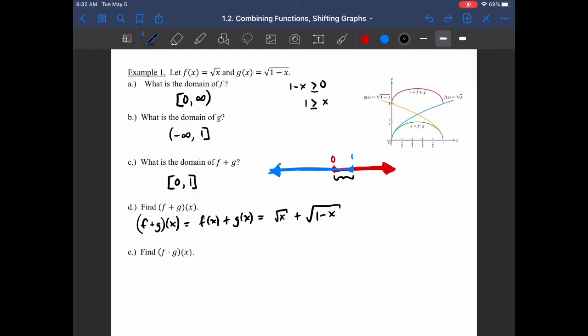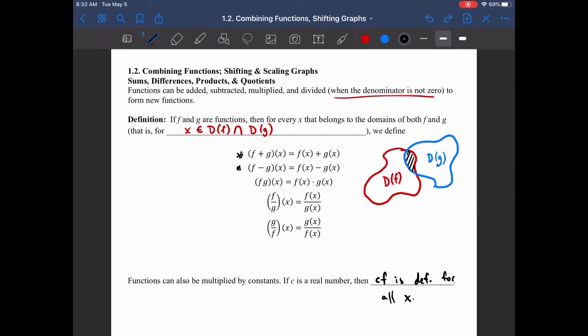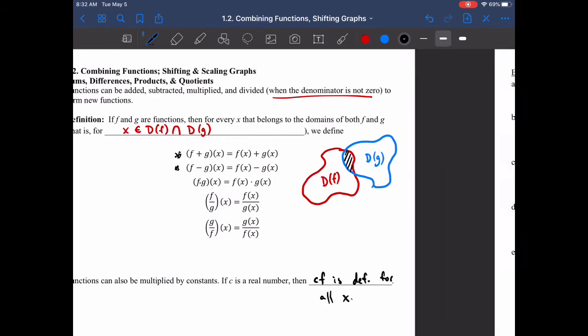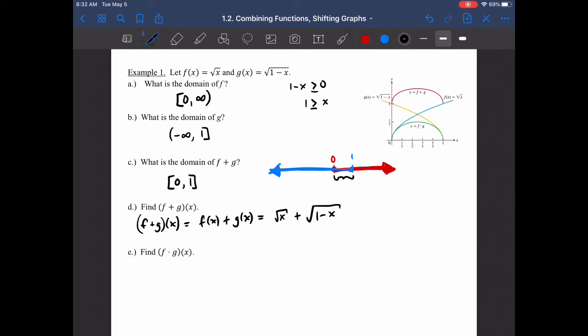Okay? And now find f times g of x. If we come back to this little table over here, really it's this one right here with a little multiply symbol. Be careful a little bit. We don't want to confuse it with another symbol that we'll see when we do composite functions in a few minutes. But this is f times g of x, so this is f dot g of x, which is going to equal f of x times g of x, which is going to be square root of x times square root of 1 minus x.